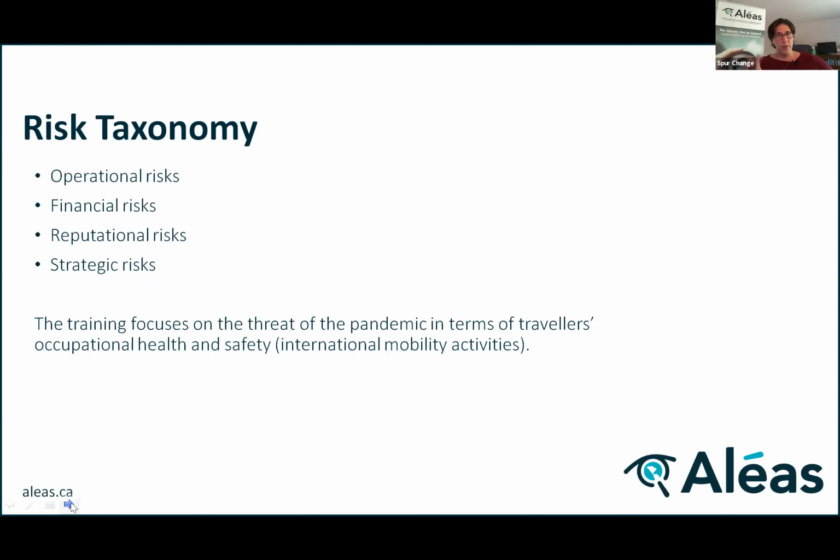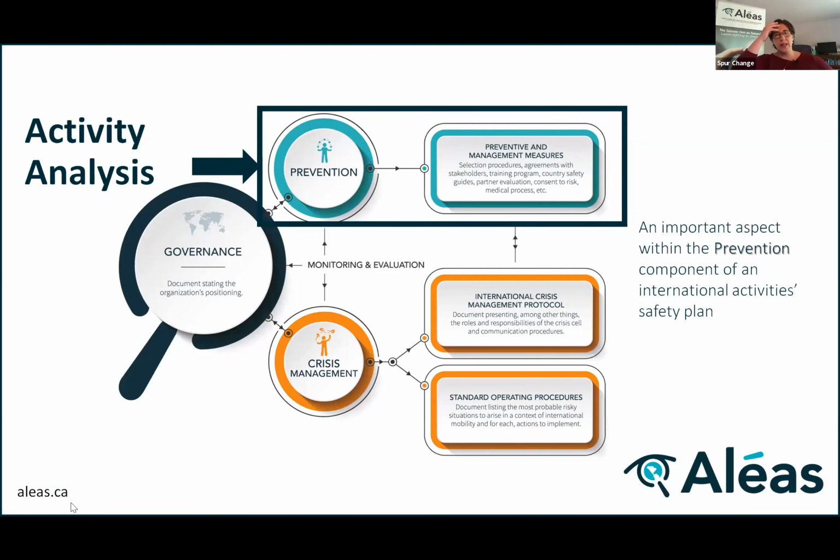So again, we're focusing on the threat of the pandemic on your travelers' OHS. However, everything that we're talking about is transferable to your risk taxonomy. So we're focusing here on operational risks, but all the other categories should be treated as well. So the activity analysis is part of the prevention aspect of your safety plan, and it is a very important aspect, as you will see within the next couple minutes.